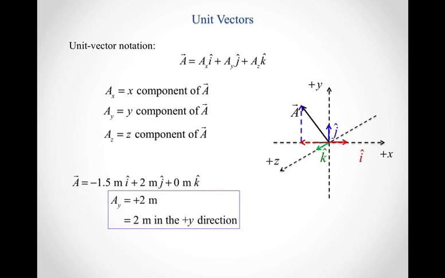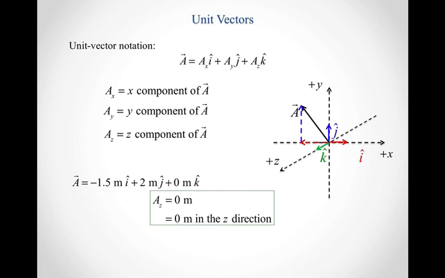Well, the y component is positive 2 meters. So again, I can now interpret that and say that that means that vector A points 2 meters in the positive y direction. The z component was 0. That means that vector A doesn't point in the z direction. So here vector A doesn't point into or out of the xy plane.